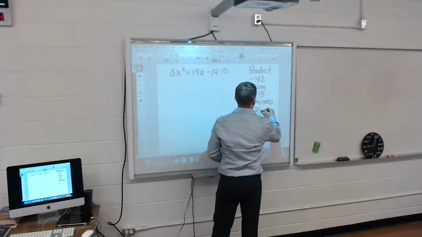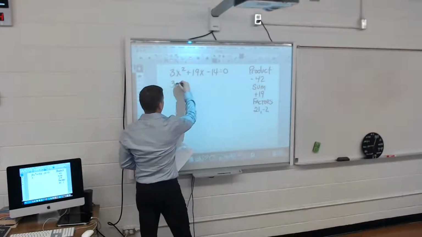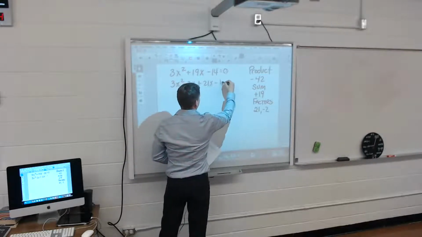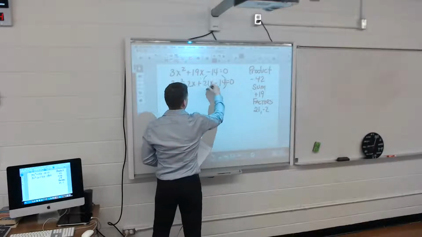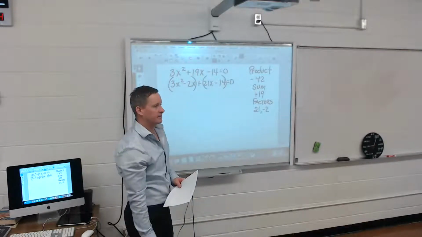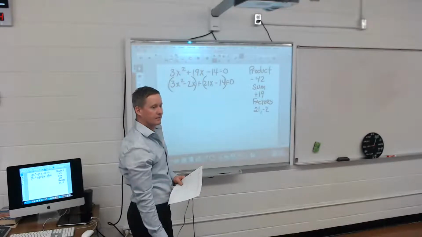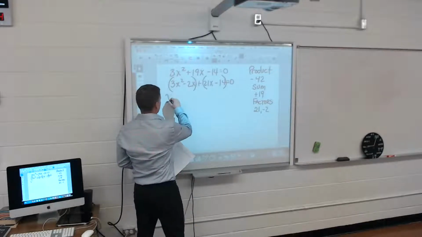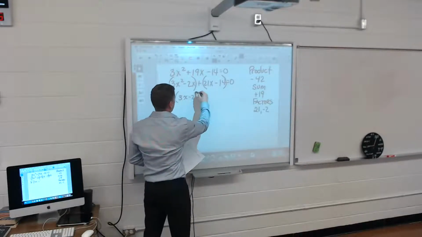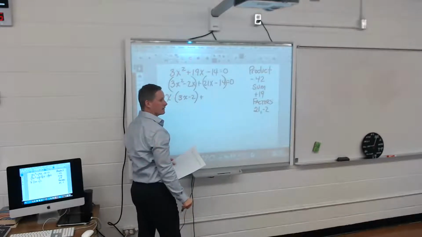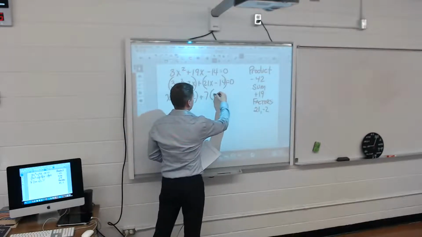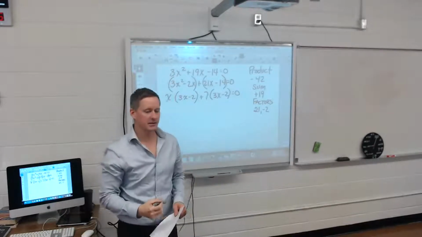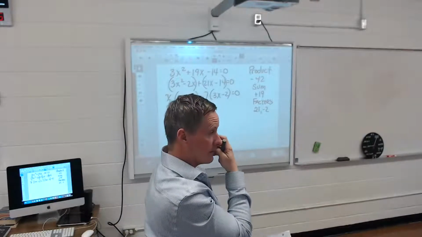21, negative 2. So I'm going to go 3x squared minus 2x plus 21x minus 14 equals 0. Brackets like that. So far, so good? Okay, what's the greatest common factor here? X. Just x. So 3x minus 2 plus greatest common factor? 7. It's 3x minus 2. Again, it checks out. My two brackets are the same, so that's the best part about it. We know that we've got it right.